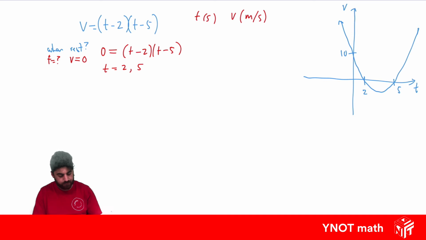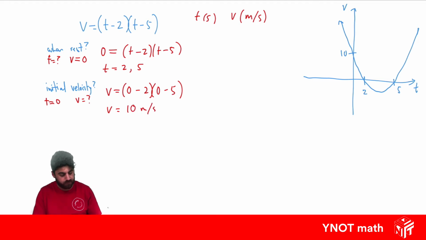All right, next question. What's the initial velocity? So breaking it down, initial means t is 0, so at the beginning, and we're after the velocity, so we need to find v. So we just want to find v when t is equal to 0, so we can go ahead and just sub t is 0 in. So we'll get minus 2 times minus 5 to give us 10 meters per second. And as we relate these results to the graph, we can see the initial velocity is where we are on the v-axis, and when we're at rest is where we are on the t-axis, or our t-intercepts.